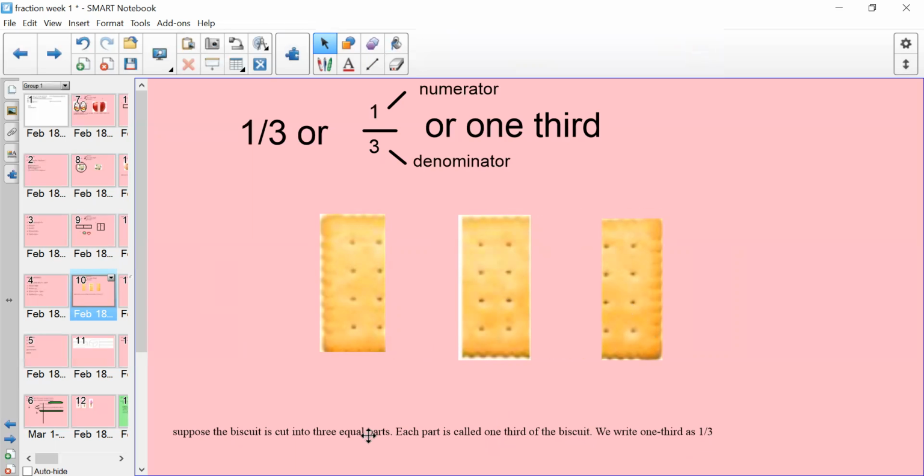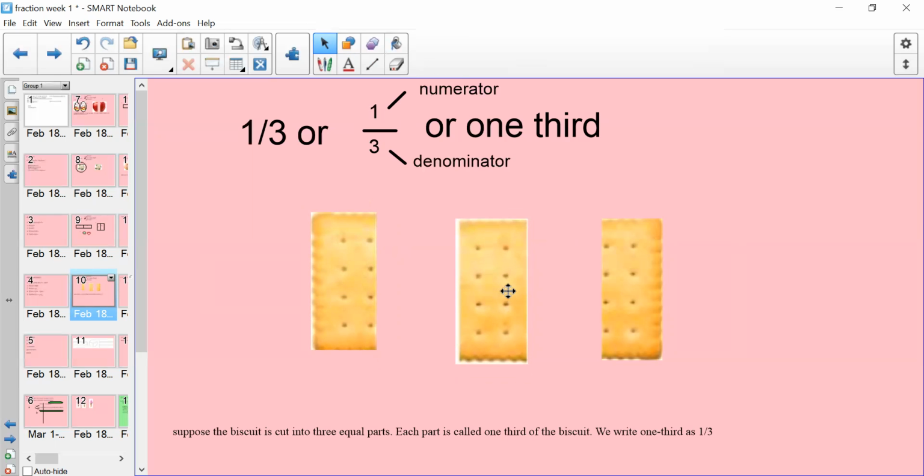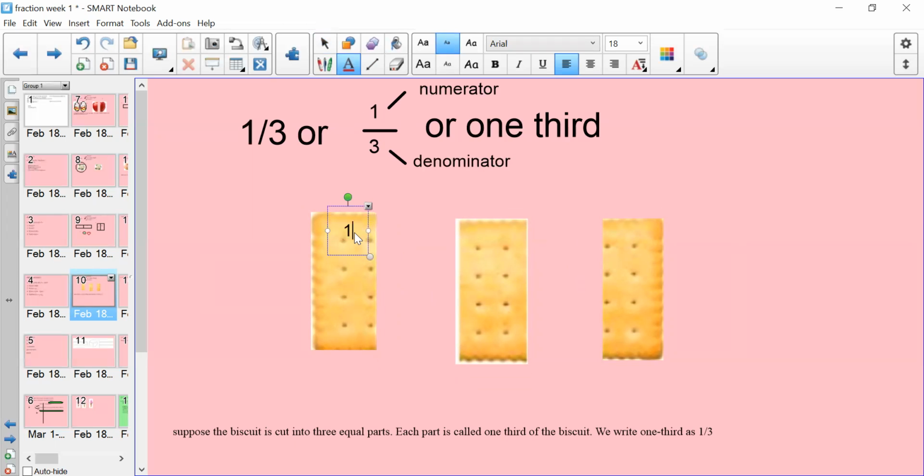So why do you think it is called a third and not a half? Have a think about that. Okay, the reason it's called a third is because it is cut into 3 equal parts. And the denominator, which is the 3, is showing how many parts it is cut into. And then the numerator is what one of these stands for. So this is 1 out of 3. This one is 1 out of 3. And this piece is 1 out of 3. So each of these cut biscuits are 1/3. That is 1/3. And that is 1/3.